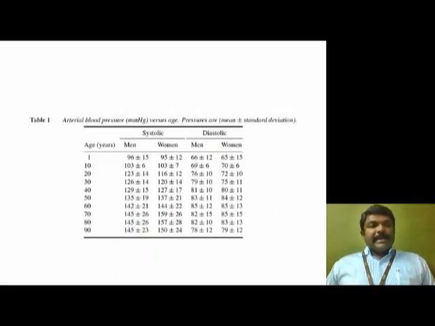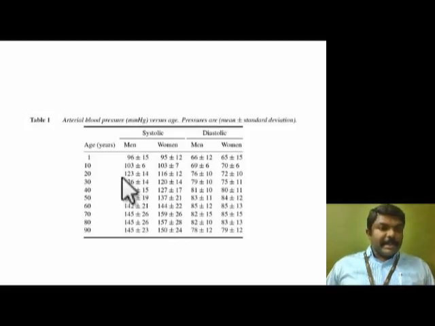Now, this is a table where the pressure range is indicated for women as well as men. For systolic as well as diastolic it is given, and for systolic the normal range is 120, and diastolic it lies at 80.